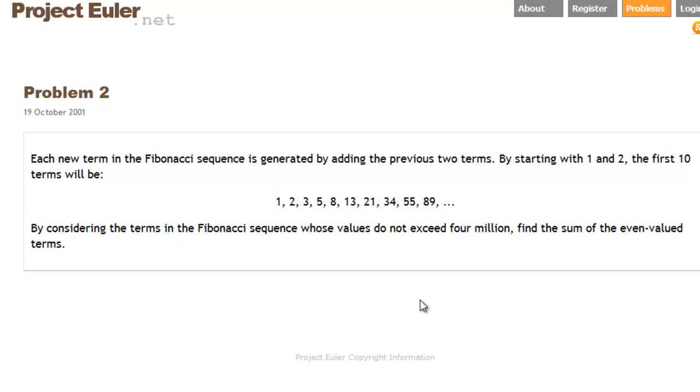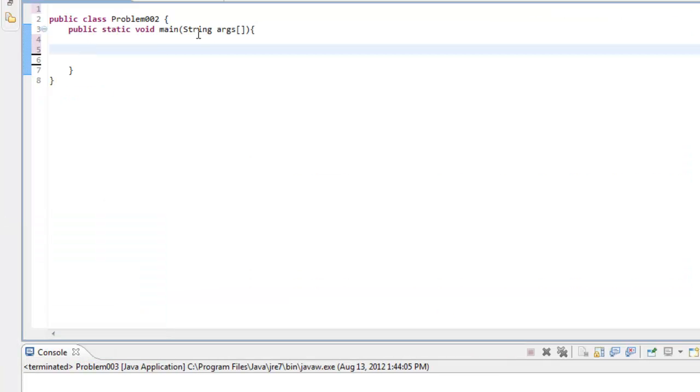We're going to be doing problem 2 today in Java, and here it is. Each new term in the Fibonacci sequence is generated by adding the previous two terms. By starting with 1 and 2, the first 10 terms will be these numbers. By considering the terms in the Fibonacci sequence whose values do not exceed 4 million, find the sum of the even valued terms.